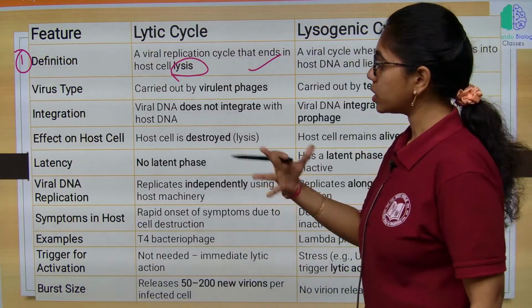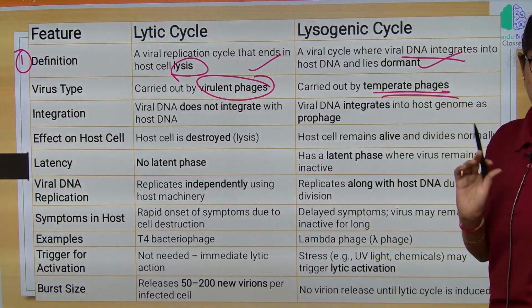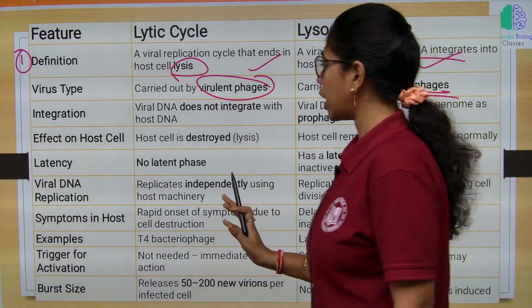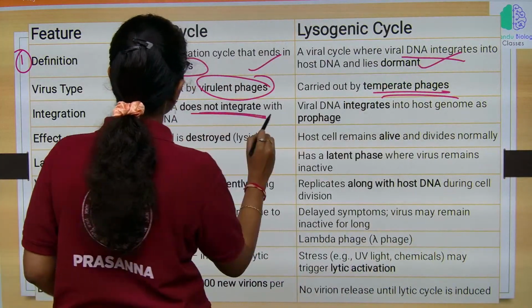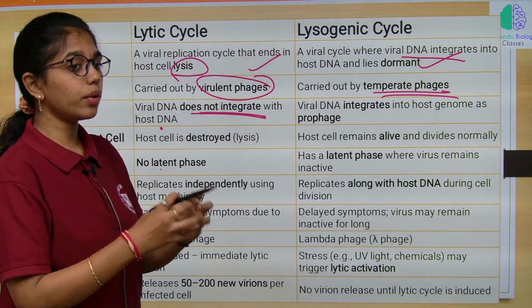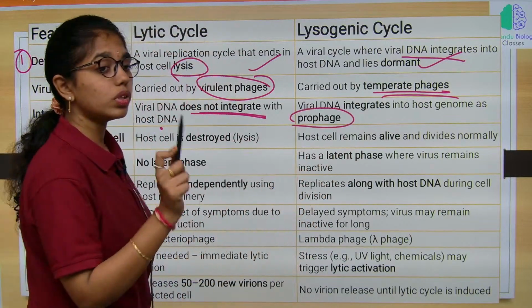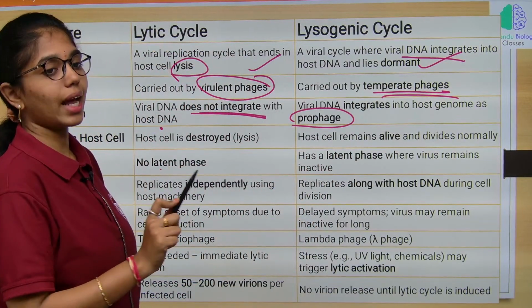Virus type: here they are virulent phages, and these are what? Temperate phages, remember that. Next, integration. Viral DNA does not integrate with host DNA, but here viral DNA will integrate with the host DNA. That integration you will call as what? Prophage, which is the latent phase or inactive stage.